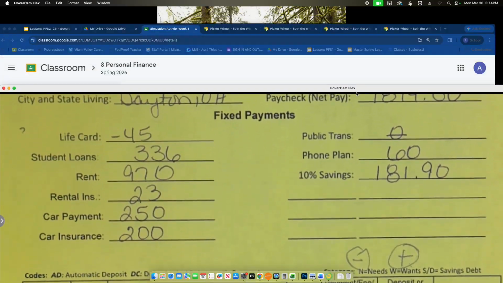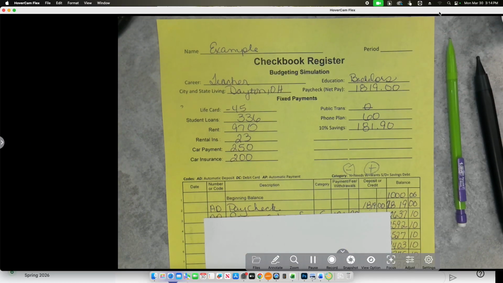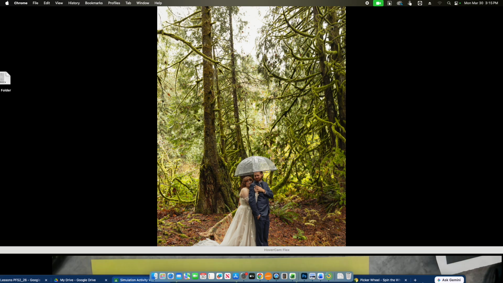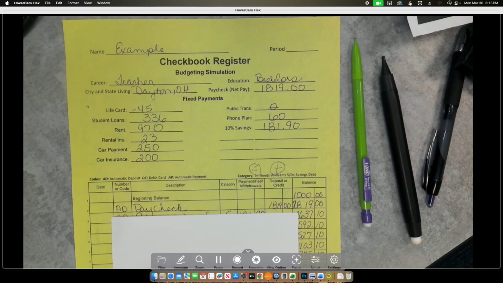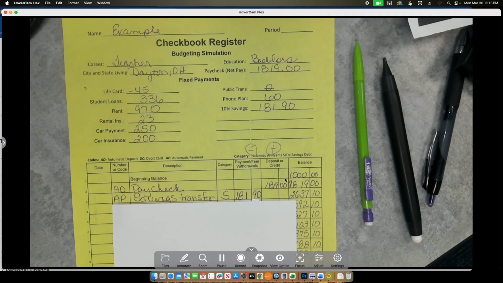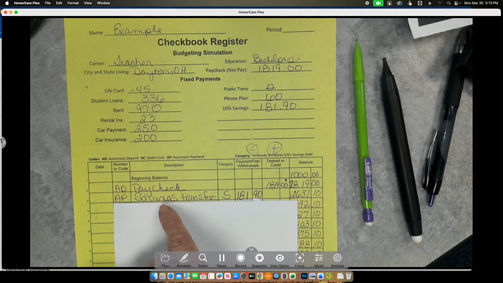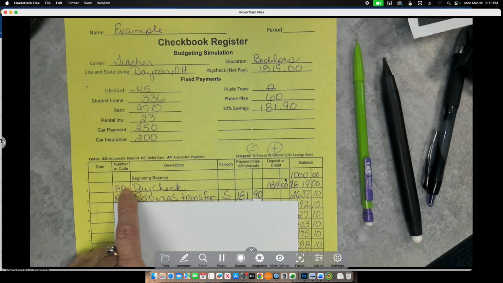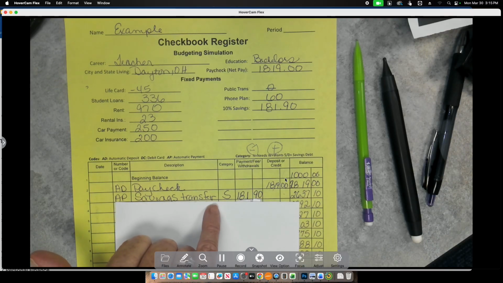Back to what else we need to do. If we look in here, we have 10% of your paycheck into savings. So what we're going to do with that is take it out of our checking account. It's going to be an automatic payment. I'm going to do this either the day after my paycheck or the day of, and I'm going to put that as savings transfer.